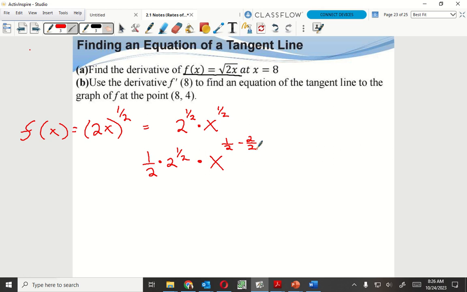Why would I subtract 2 over 2? It still equals 1, right? But why did I use 2 over 2 instead of just writing 1? So it's much easier to subtract.